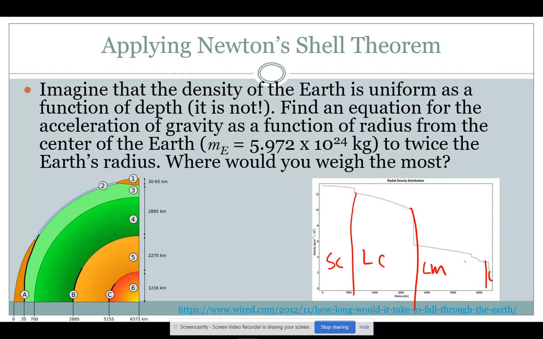This is actually the lower mantle and the upper mantle, if you want to break it down. And then the crust. Big differences. But we're going to pretend that the Earth is uniform throughout. If the Earth is uniform throughout, and you are at some distance r from the center of the Earth, what mass is going to matter for the acceleration or the force of gravity?